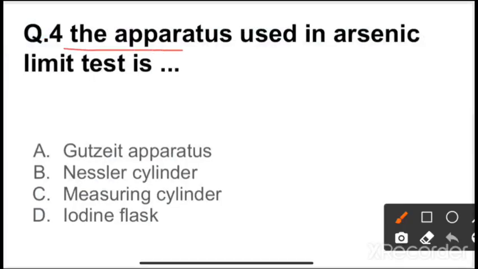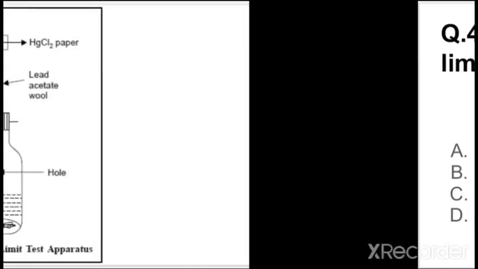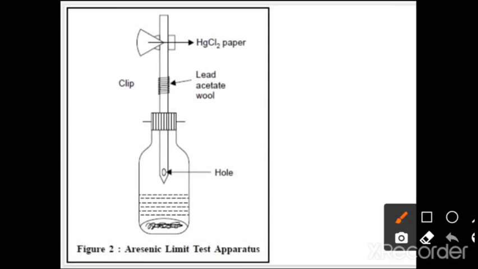Next question is, the apparatus used in arsenic limit test is: first option is Gutzeit apparatus, second is Nessler cylinder, third is measuring cylinder and fourth is iodine flask. So your correct option is Gutzeit apparatus, which is used in the limit test of arsenic. The diagram of Gutzeit apparatus is here.